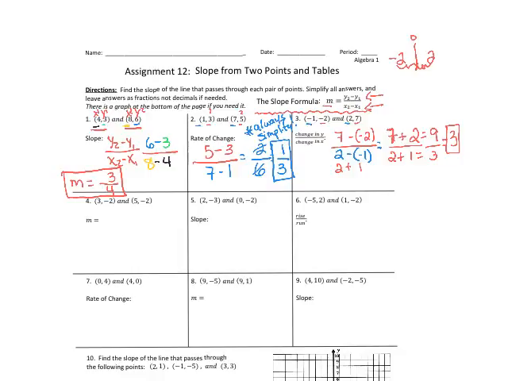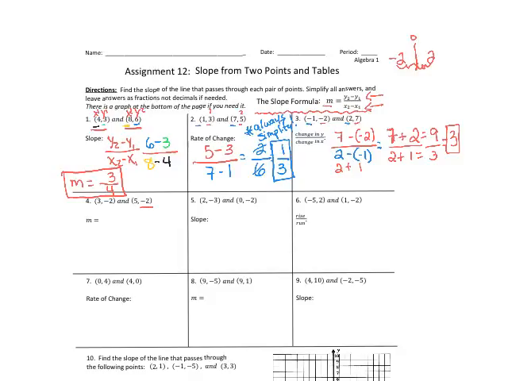Okay, so if you didn't get that and you want to try again, you can again pause it, work on number 4, and then turn this back on when you're ready to check your work. Okay, so now I'm going to do number 4 for you.